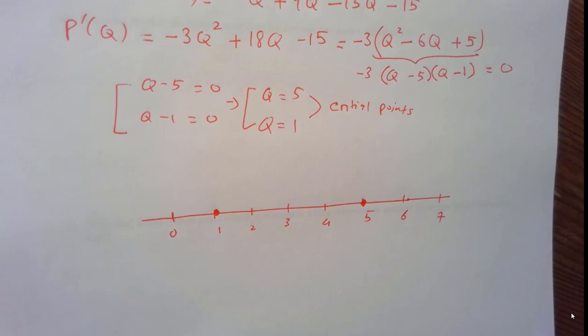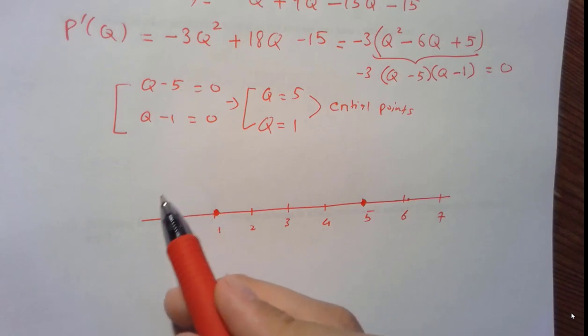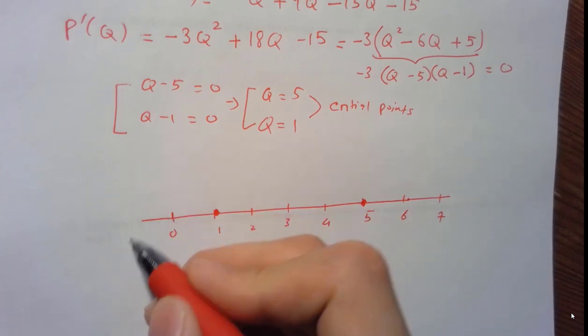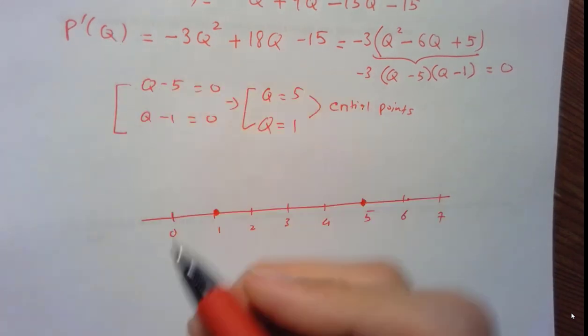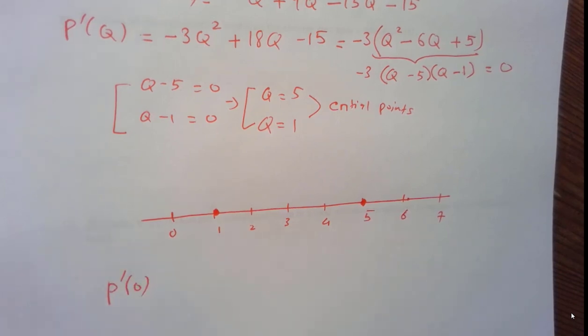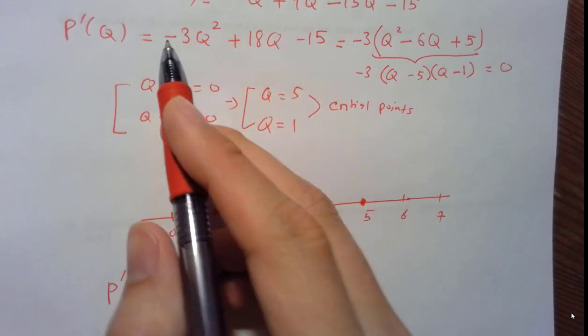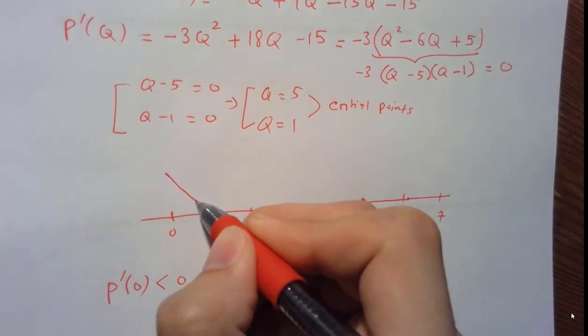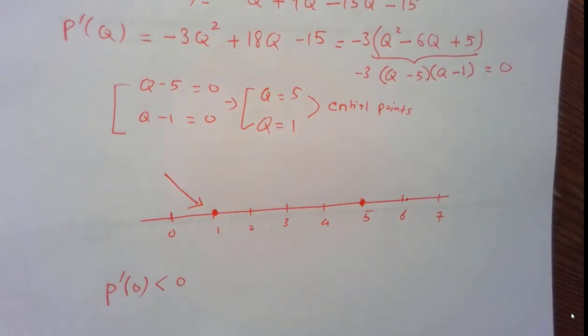For anywhere on the left side of the critical point 1, we pick one value on the left side, maybe 0 for easy. We plug 0 back into P prime, because we are doing the first derivative testing of the profit function. So P prime of 0, which is on the left side of the critical point 1. If I plug in the value into this function, I end up with something less than 0, which is decreasing on the left side of 1.